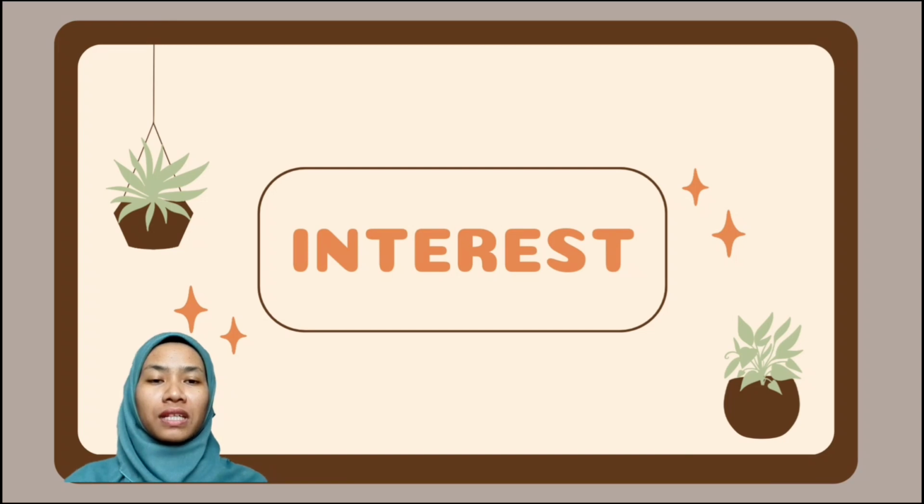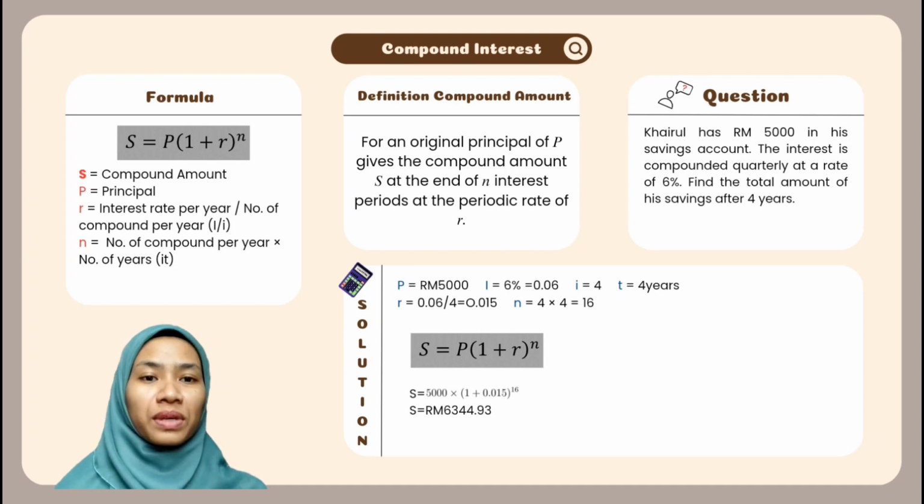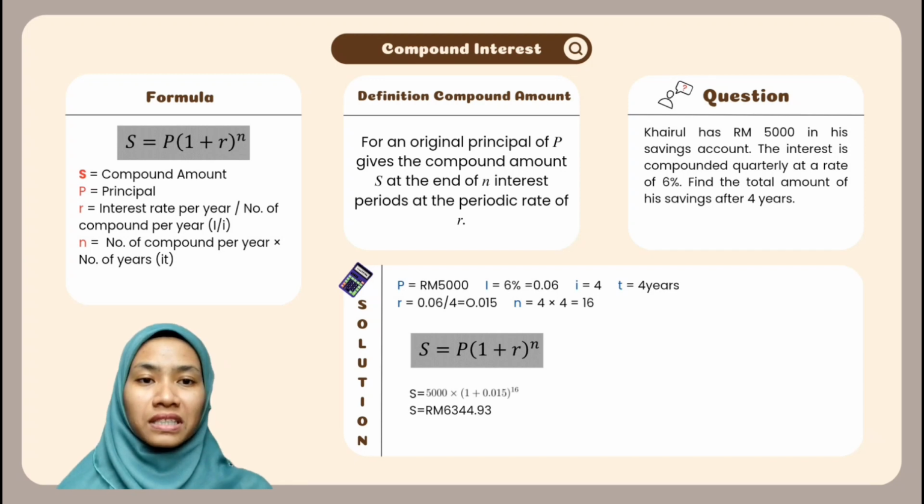Now, I will explain about compound interest. So, what is compound interest? Compound interest is for an original principal of P, giving the compound amount S at the end of an interest period at a periodic rate of R. So, the formula for compound amount is S equals P (1 + R)^n.